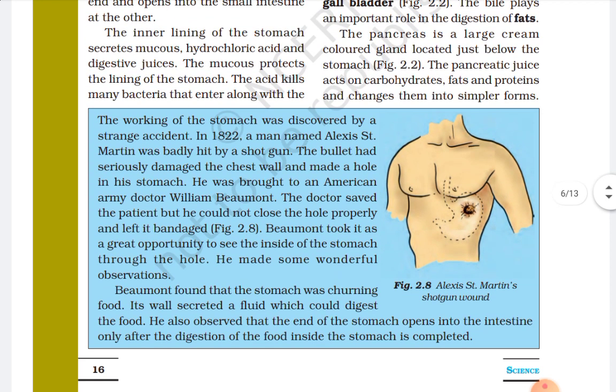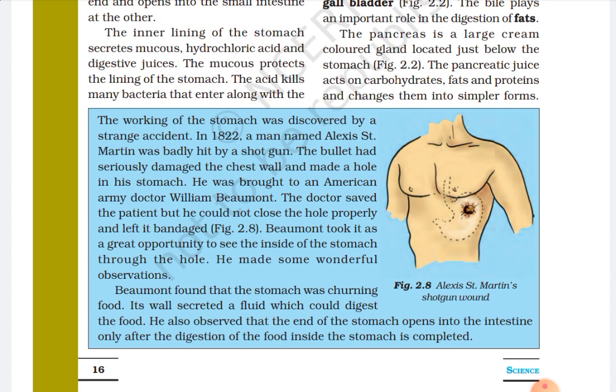The working of the stomach was discovered by a strange accident in 1822. A man named Alexis St. Martin was badly hit by a shotgun. The bullet had seriously damaged the chest wall and made a hole in the stomach. He was brought to an American army doctor, William Beaumont. You could see the hole. He took the opportunity to see what's inside the stomach.